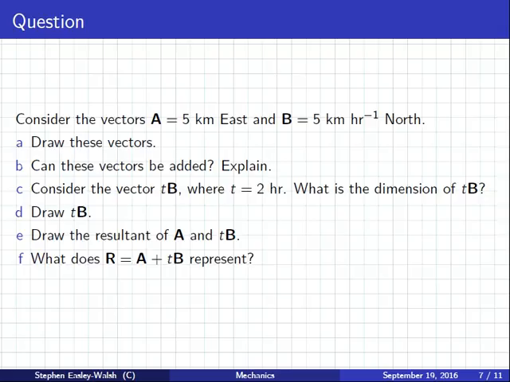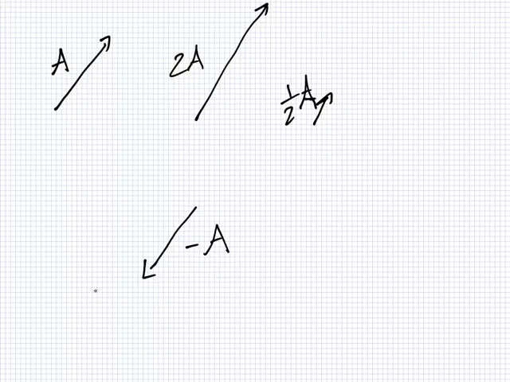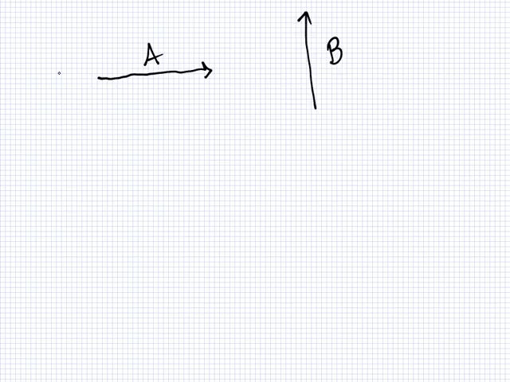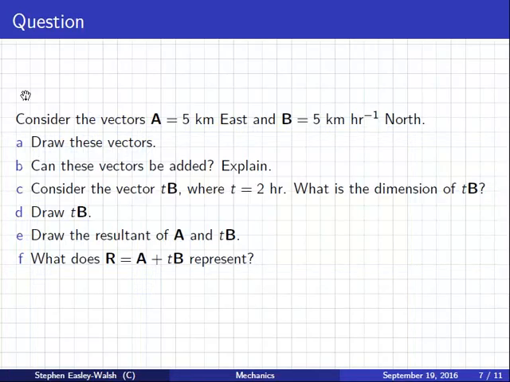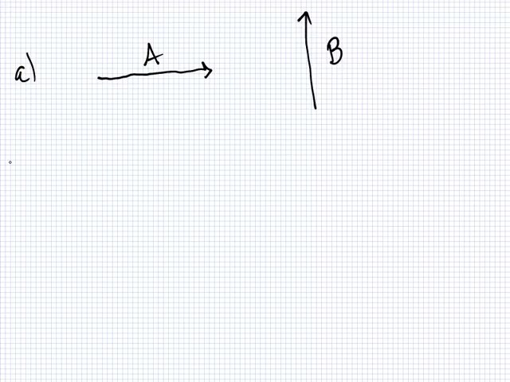Nader, you have these? Yeah, okay. So, the first one, A is 5 kilometers east, and B is 5 kilometers per hour north. So we should have something like this. Okay. Now, part B. Let's see what you think.